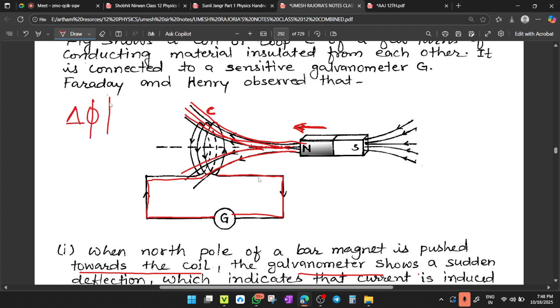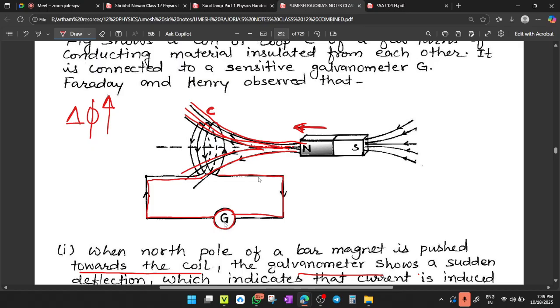Agree? Flux is continuously increasing. So till the time the flux is changing, induced EMF will be produced here, and a current will be there. Induced current will be there as the circuit is closed using a galvanometer. And a galvanometer is a device which can detect a very minute amount of current.